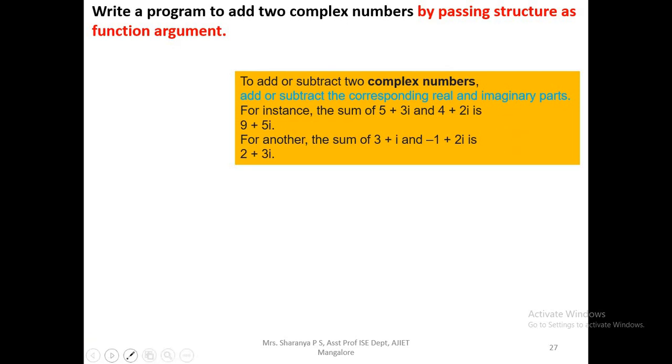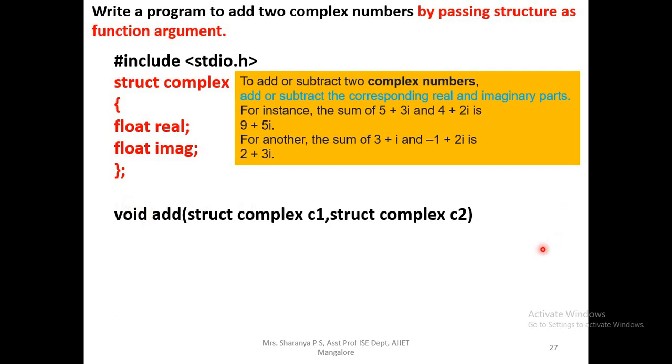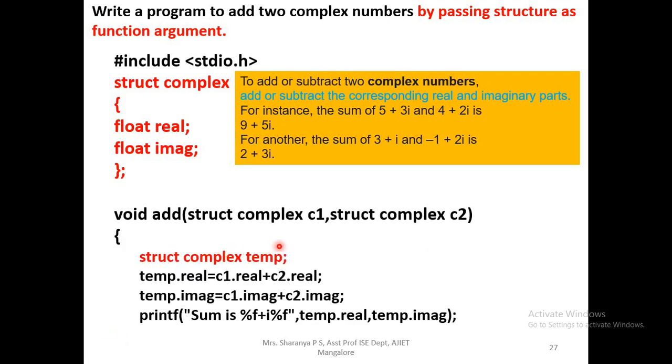This is how the real and imaginary parts will be added together and displayed. We are following the same approach in the program. We have created a structure complex that contains two structure members, real and imaginary. After that we create a function void add, taking two structure variables, struct complex C1 and C2, and inside it we perform the addition as we followed in the previous program.